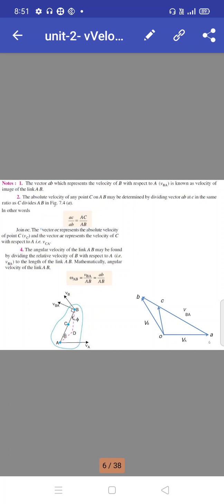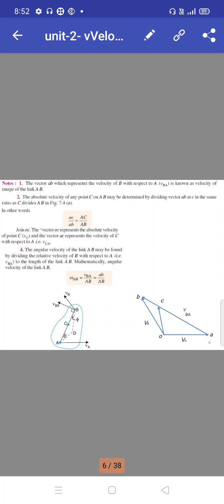C divides as AB. In other words, AC by AB is equal to AC by AB. Join AC. The vector OC represents the absolute velocity of point C, that is V suffix C, and the vector AC represents the velocity of C with respect to A, that is VCA.